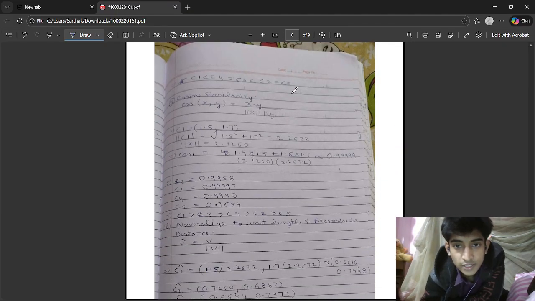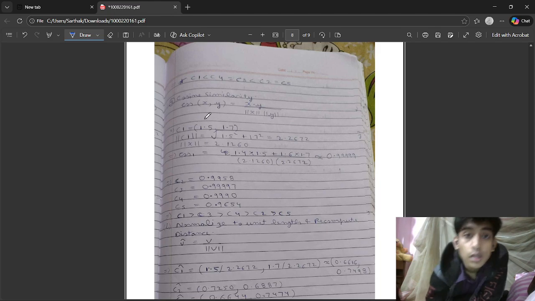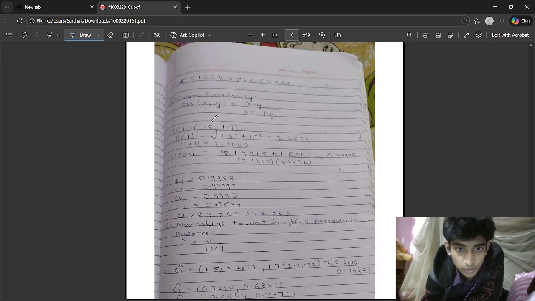Then we can calculate cosine similarity, as it is represented in term frequency vectors. So this is the formula. We first calculate for the point C1. Here we calculate the magnitude of C1, which is the square root of 1.5 squared plus 1.7 squared. This we get this value. Then we calculate the magnitude for the query point. Then we put this in the formula. Here this is the dot product, and we get this value.